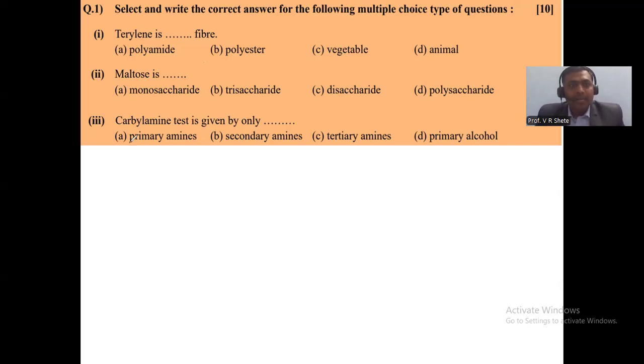Third, carbylamine test, and carbylamine means isocyanide. This carbylamine test is given by primary amines. Next, we'll be moving to the next question.